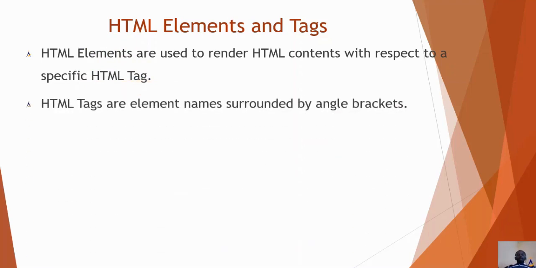HTML tags are element names surrounded by angle brackets. So an element name, once placed inside angle brackets, a less than bracket and a greater than bracket, is no longer an element, rather it is a tag. So we use an element inside angle brackets to call it a tag. So you can see the difference.